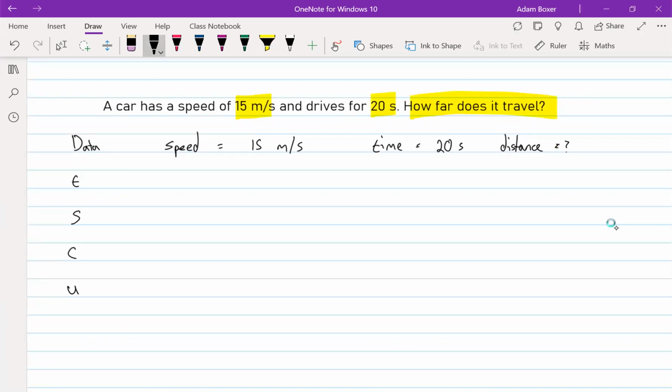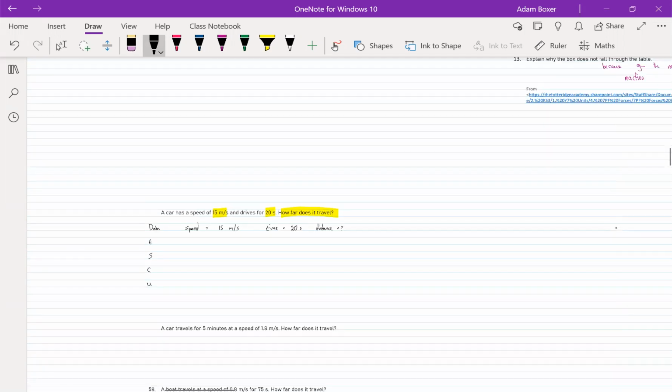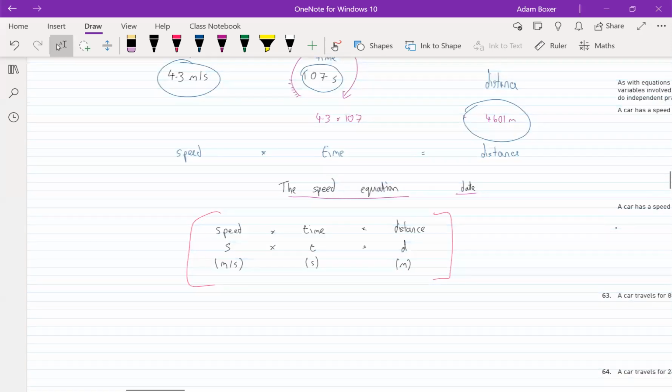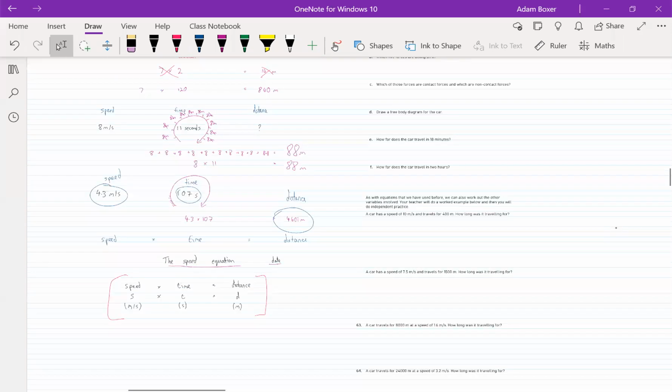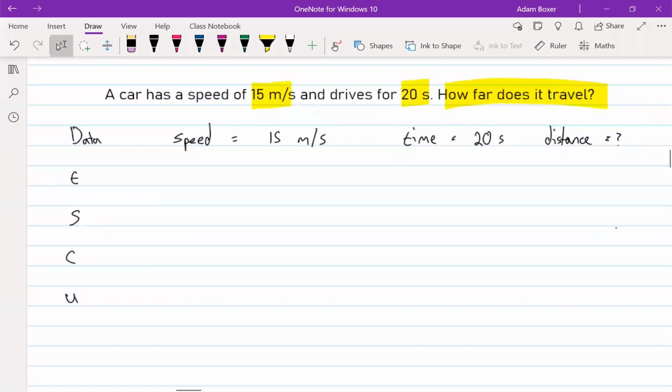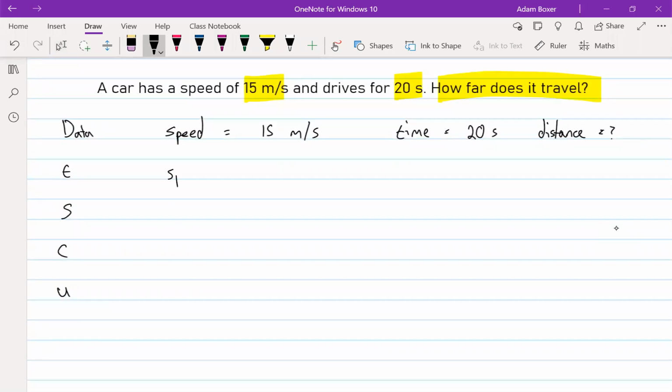That's our question mark. What is our equation? Well, luckily we wrote it down just before, and I put it in a big red box. Here it is. Speed times time equals distance. Okay, so let's do that. Speed times time equals distance.